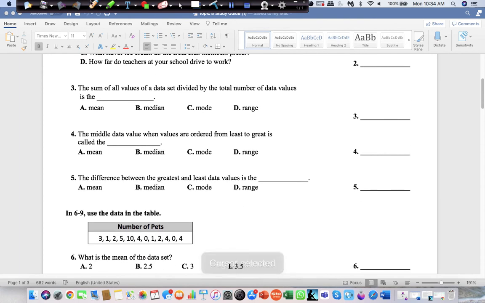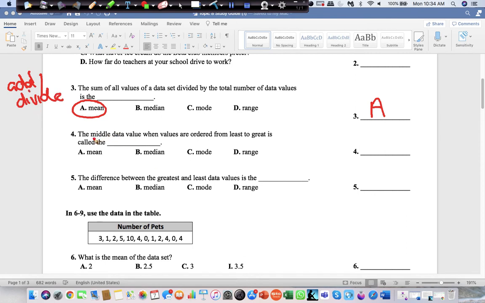Okay, the sum of all values of a data set divided by the total number of data values is the mean. Okay, when we add them up and divide, that's the mean. Add and divide.